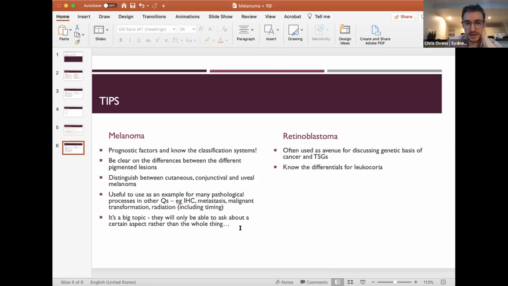And then retinoblastoma, basically know the genetics and know the differentials for leukocoria, and that will stand you in pretty good stead for most of the things that I've seen there.